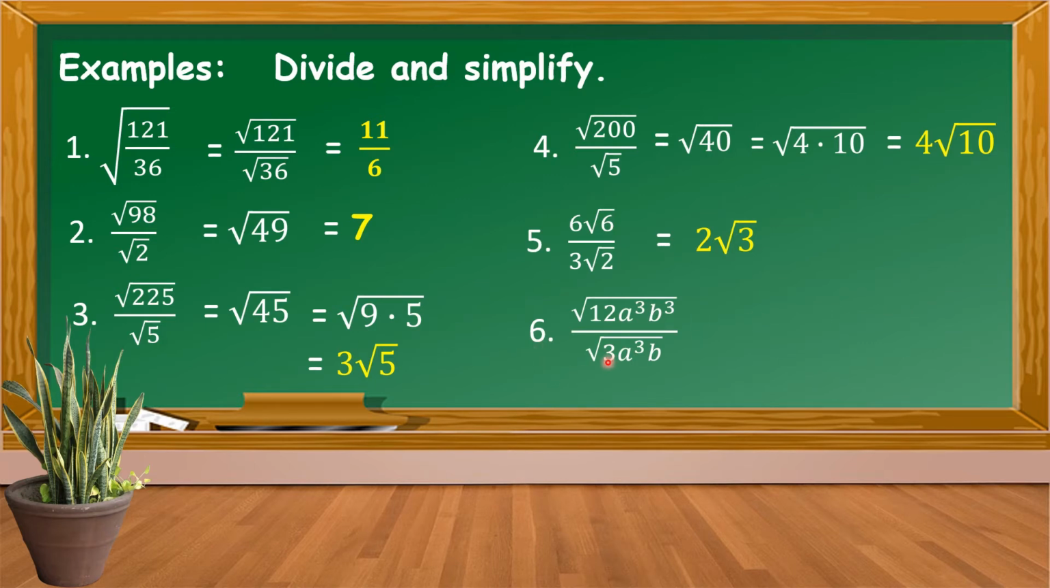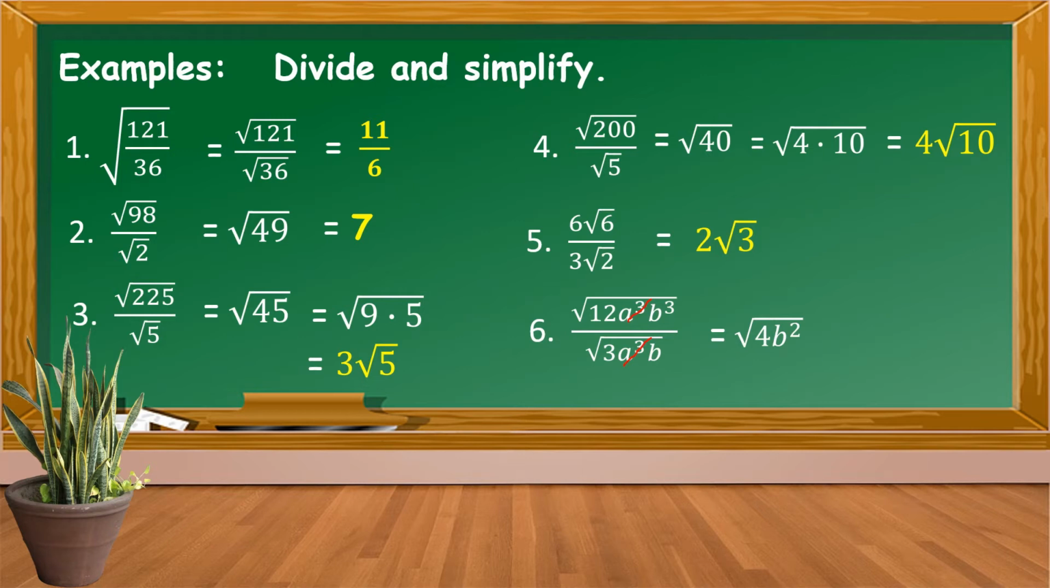Number 6. Square root of 12a cubed b to the power of 3 over square root of a cubed over b. So we will examine whether we can divide 12 by 3. Yes, we can divide 12 by 3 and that is 4. And a cubed over a cubed is considered as 1, so we can cancel it. And then b cubed divided by b.